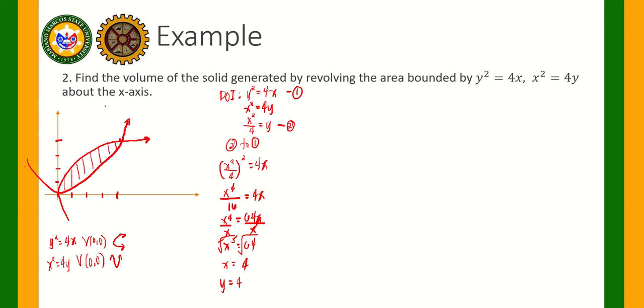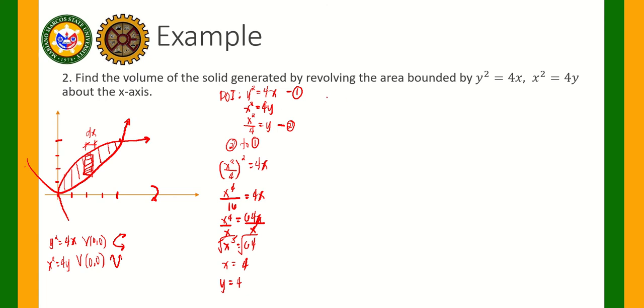Now, the axis of rotation is about the x-axis. So, since we are using the washer method, the strip should be perpendicular to the axis of rotation. That's why we are going to use a vertical strip for this problem. Okay? So, we use a vertical strip. That's why this is dx. If this is dx, what are our limits? That is 0 to 4. Okay? So, 0 to 4.